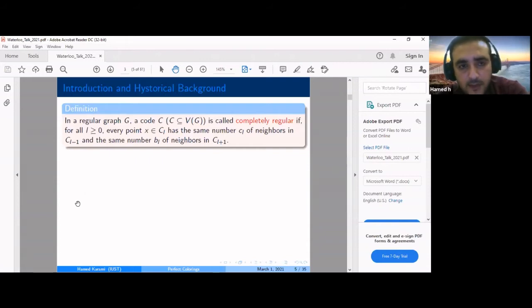Let's start with the definition of completely regular code. In a regular graph G, in general, we define a code, a subset C of V(G). A code C is called completely regular if for all l greater than or equal to 0, every point x in C_l has the same number c_l of neighbors in C_{l-1}, and the same number b_l of neighbors in C_{l+1}.